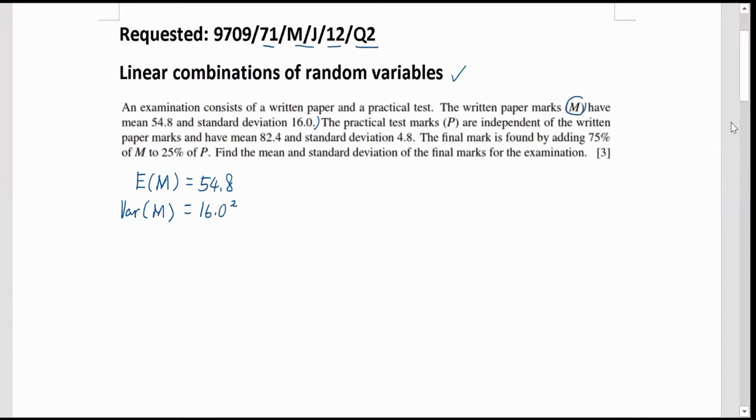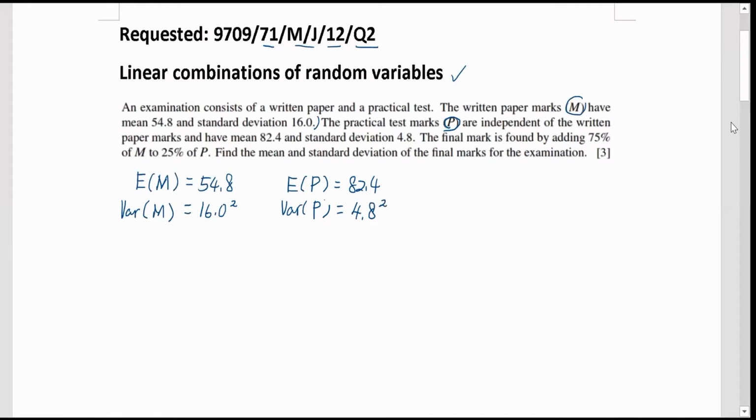Now, the practical test marks, given by capital P, are independent of the written paper marks and have mean 82.4 and standard deviation 4.8. Same thing, I will write down the mean E of capital P, the practical test mark. The E stands for the mean, so given as 82.4. And the standard deviation, same. I will write down the variance of the practical test marks, given as 4.8 squared.